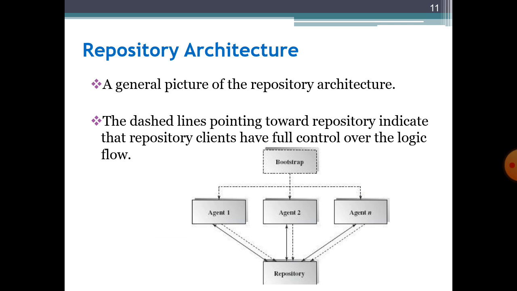You just need to focus on the repository architecture here. The thing you need to understand is that the dashed lines pointing toward the repository indicate that repository clients like agent 1, 2, 3, which are different clients, have full control over the logic flow. That's why in this diagram you can see how a repository works among the different clients or agents.